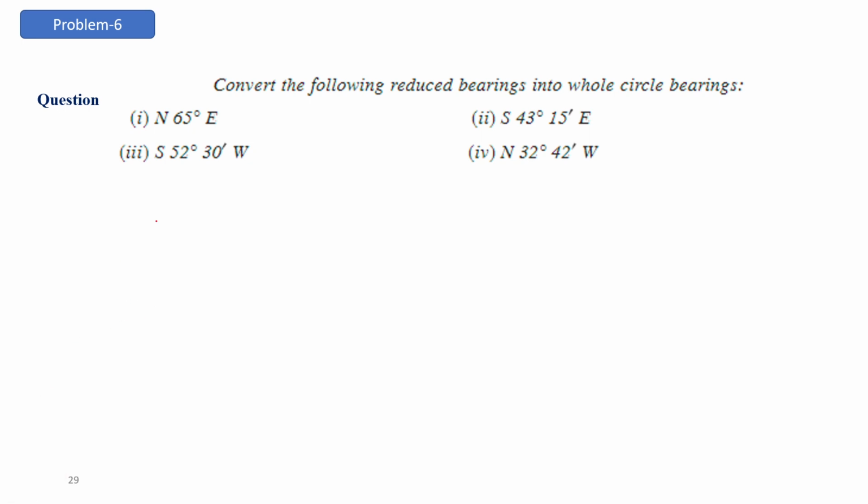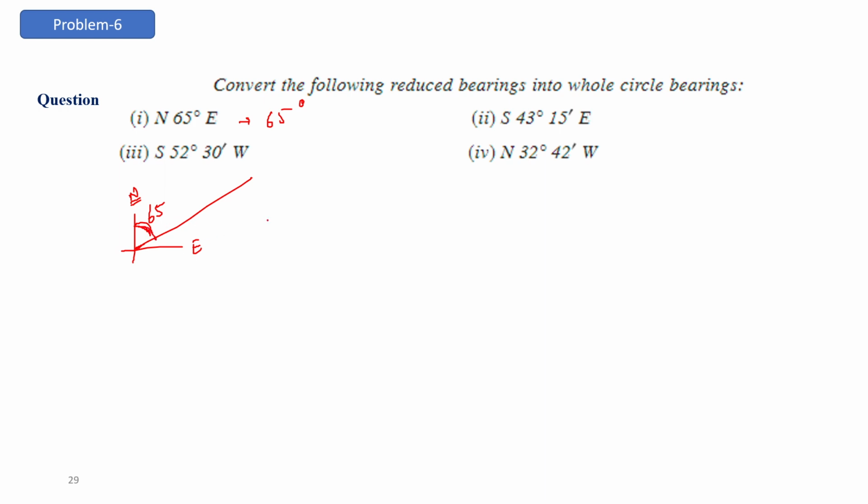North 65 east, that is northeast 65. So north 65 east, it will be the line. For the angle in WCB, we already know that in the WCB system the angle is measured with respect to north in the clockwise direction. So the answer will be 65 degrees only, because we are measuring with respect to north.